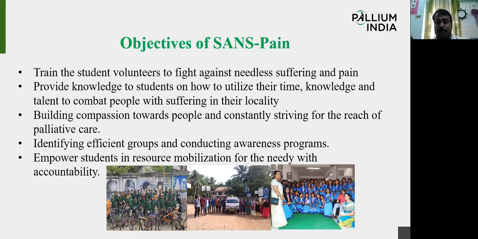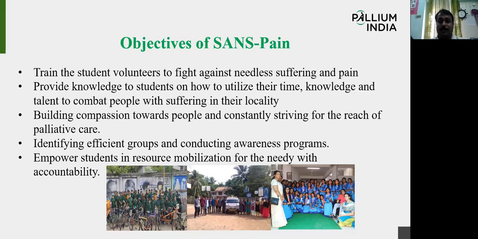Through that NSS platform, one of the school students has mobilized some money and bought an ambulance for our palliative care activities. Sometimes they may visit our organization, or they will be collecting raw materials for our patients, like soap, rice, and different things, and distributing them to our organization. These are some of the activities they are conducting in their educational institutions.